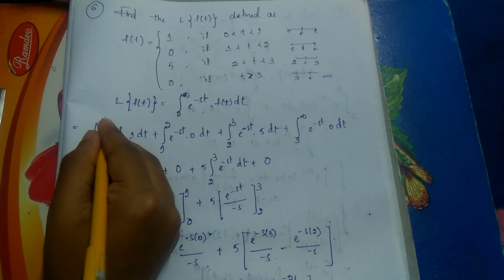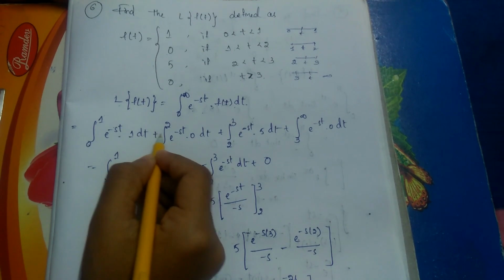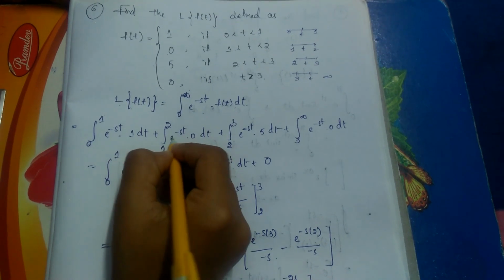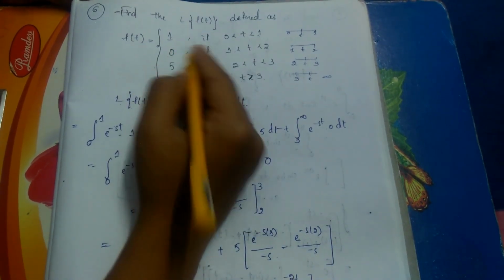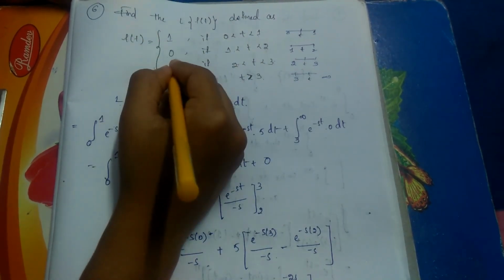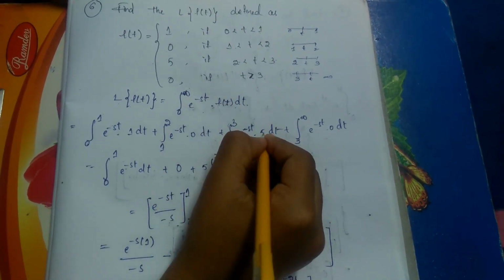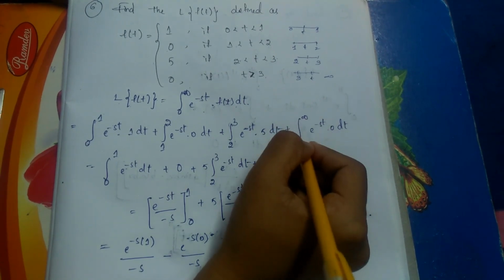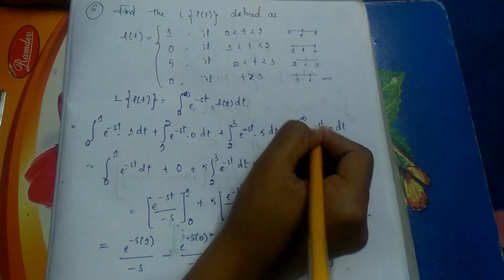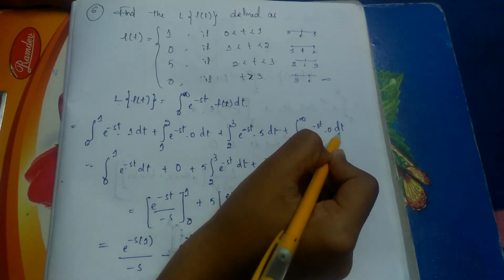So integration from 0 to 1 e power minus s into t, f of t is 1, into dt, plus when we take the t value from 1 to 2, so integration from 1 to 2 e power minus s into t, f of t value is 0 into dt, plus integration from 2 to 3, at the time f of t value is 5. So e power minus s into t into f of t's value 5 into dt, plus integration from 3 to infinity. T is greater than 3, nothing but 3 to positive infinity, and e power minus s into t. So at the time f of t value is 0, so into 0 of dt.